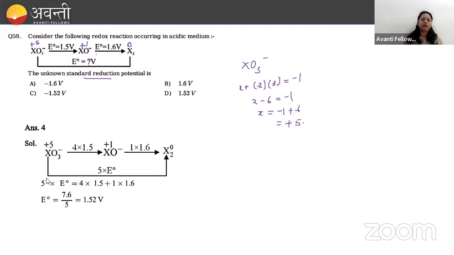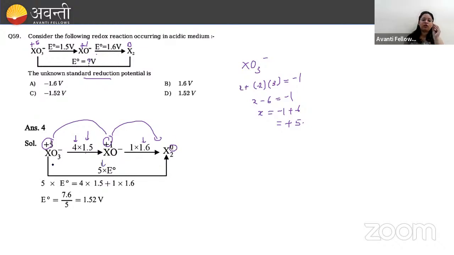Okay. So here, when we do the calculations, you can see the change in oxidation state is from 5 to 1. But we have been given the E0, that is 1.5. So let's multiply it by 4, because the difference between 5 and 1 is 4. So 4 into 1.5. Okay, यहाँ पे from 1 to 0, the difference is 1. That's why 1 से multiply किया है E0 की value. Here from 5 to 0 the conversion is happening, so that's why here we need to multiply it by 5.